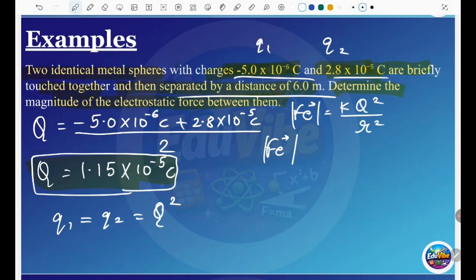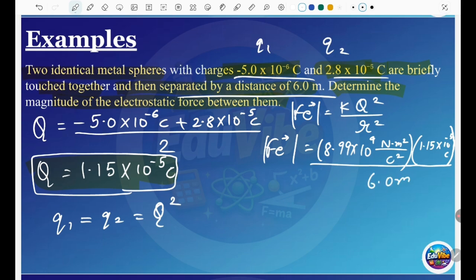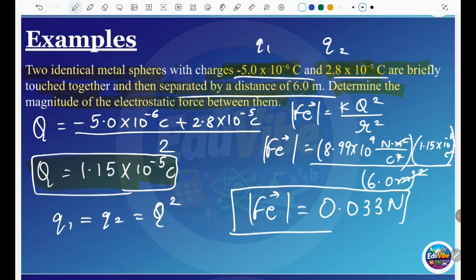So we want the electrostatic force. We know that K is 8.9 times 10 raised to power 9 newton meter square per coulomb square, and we have 1.15 times 10 raised to power minus 5 coulombs, and R square of 6.0 meter square. The meter square cancels, the coulombs cancel, and when we calculate this, we get about 0.033 newtons. This is the magnitude of the electrostatic force between those two charges.